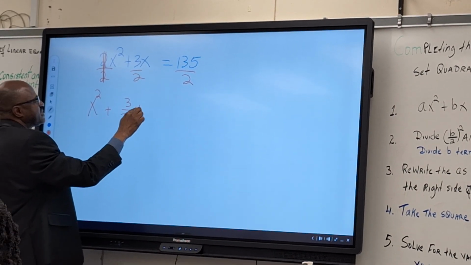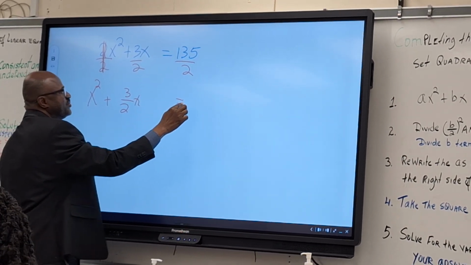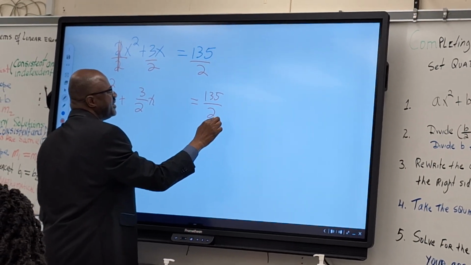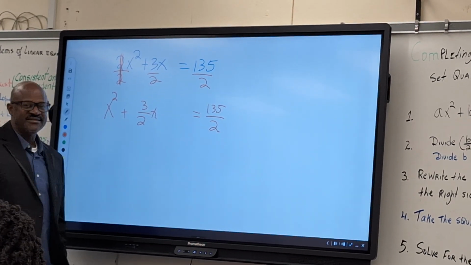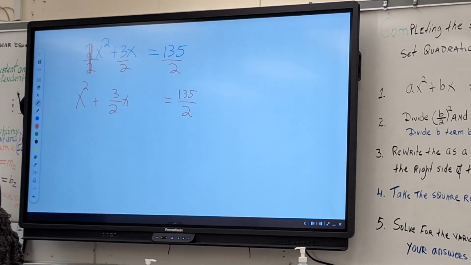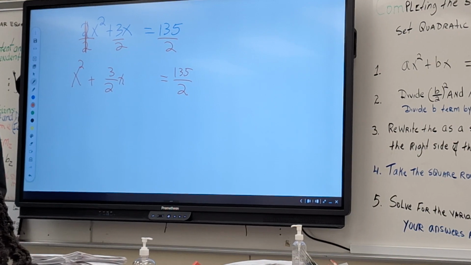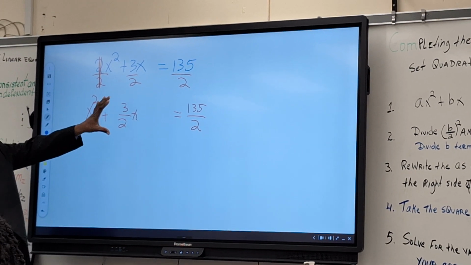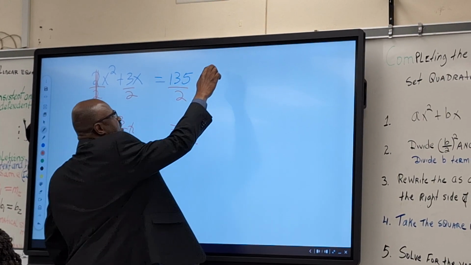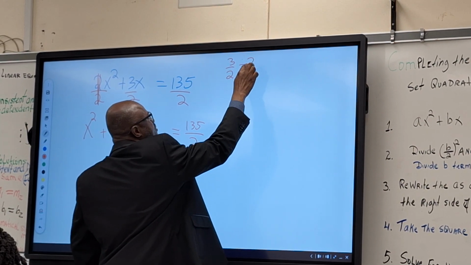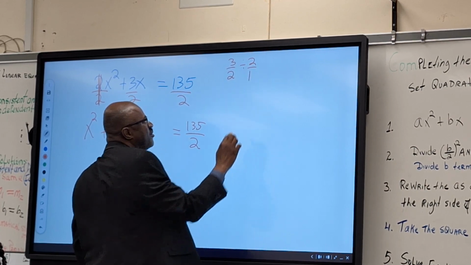We have x is equal to 135 half. Ay, ay, ay. Take up the fraction. Now what is your new b term? Then you're going to divide this by 2, that becomes a complex fraction. There we go. You have 3 over 2 divided by 2 over 1.